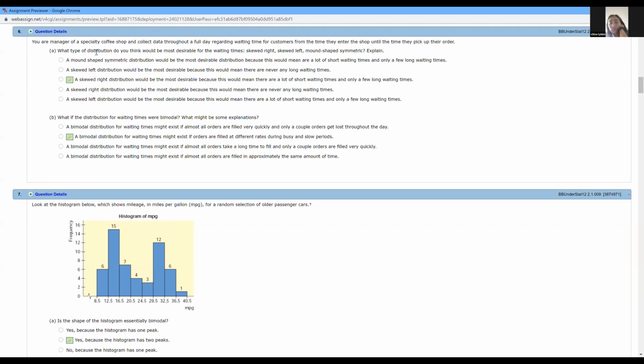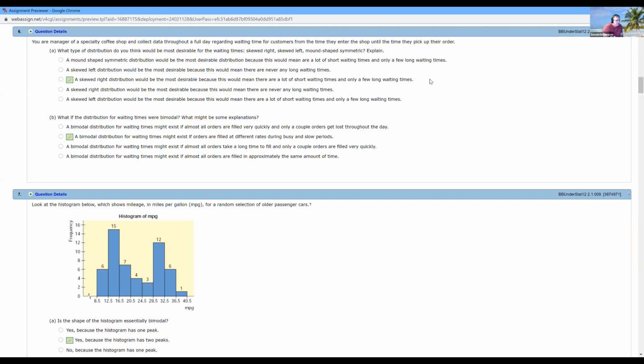Anyway, the manager of a specialty coffee shop collects data throughout the day regarding waiting time for customers, from the time they enter the shop until they pick up their order. What type of distribution do you think would be the most desirable for the waiting times? Skewed right, skewed left, or symmetric?